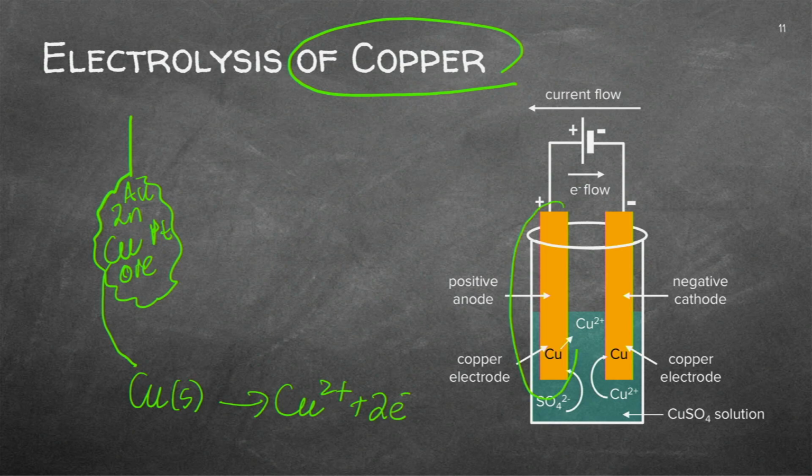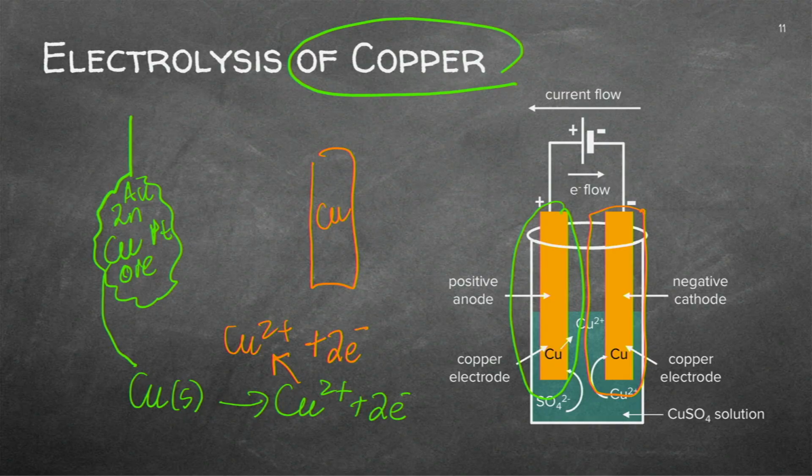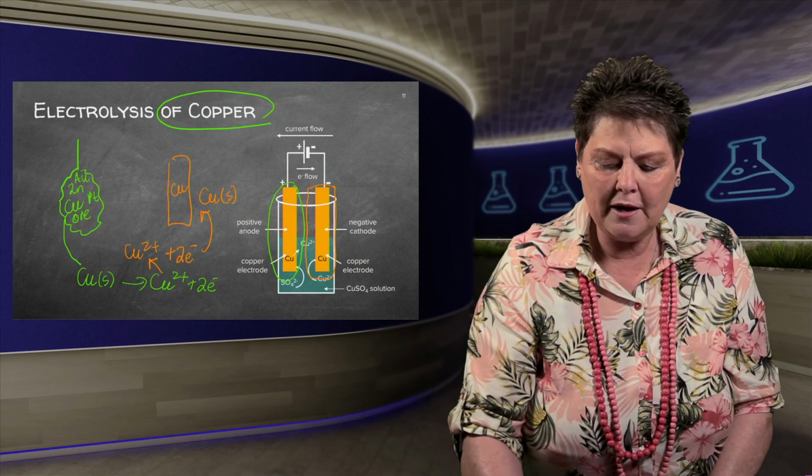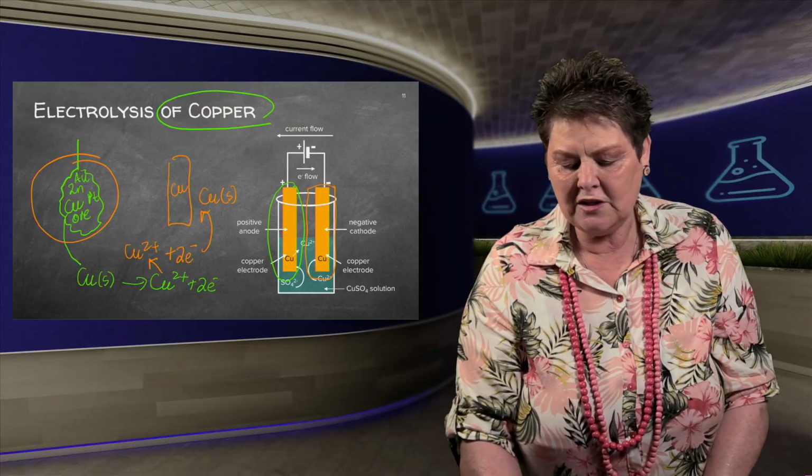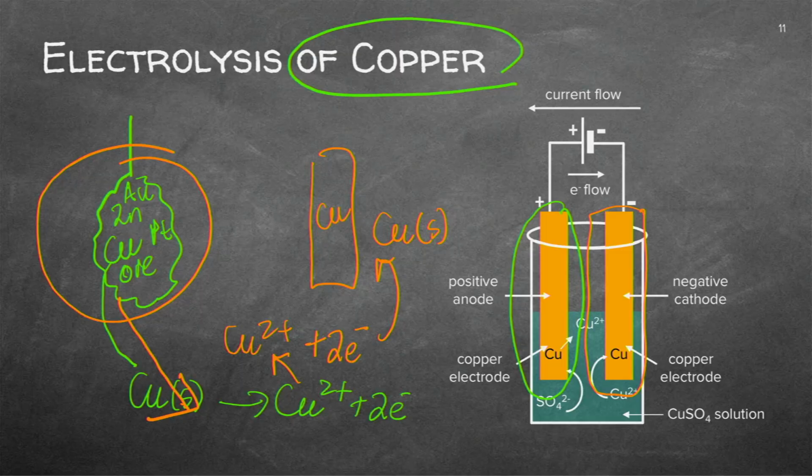This is this side. On the other side, you've got pure copper. So the pure copper here will now take the copper 2 plus, it's this one here, plus the 2 electrons, and it will become copper solid. And that's a way to purify copper in an ore form, where you take it, it becomes an ion, and it then becomes a pure copper substance in the solid phase.